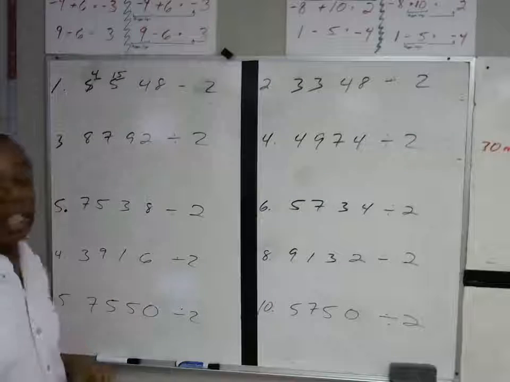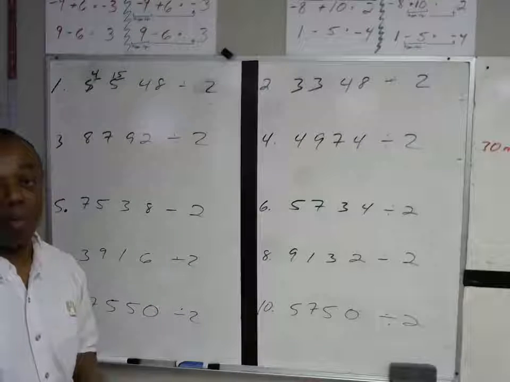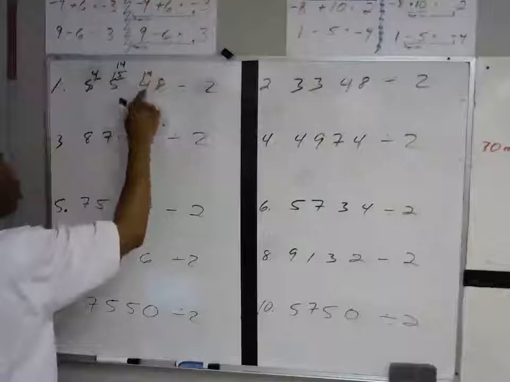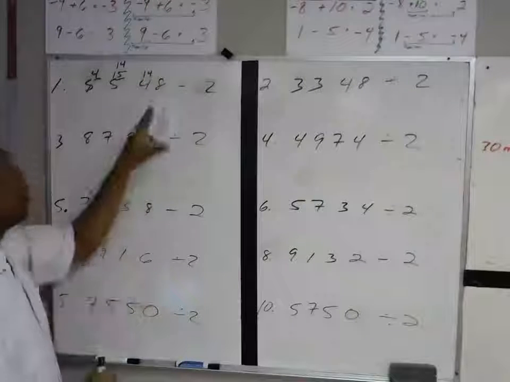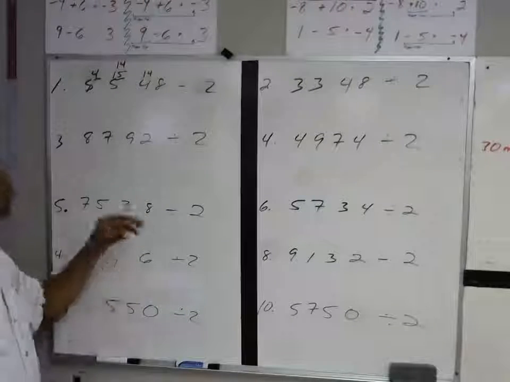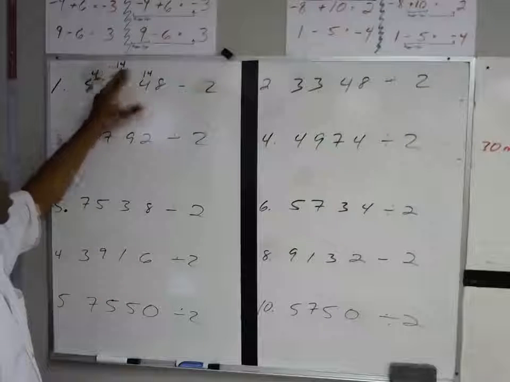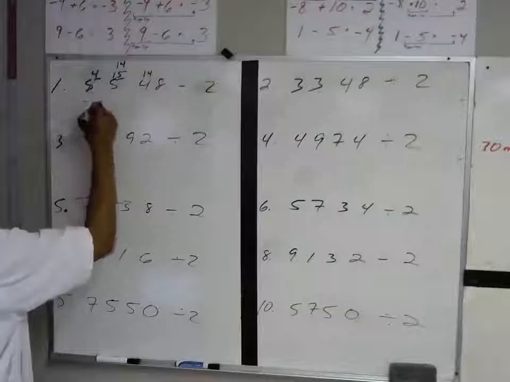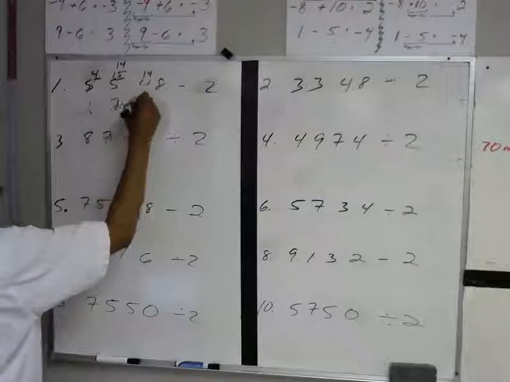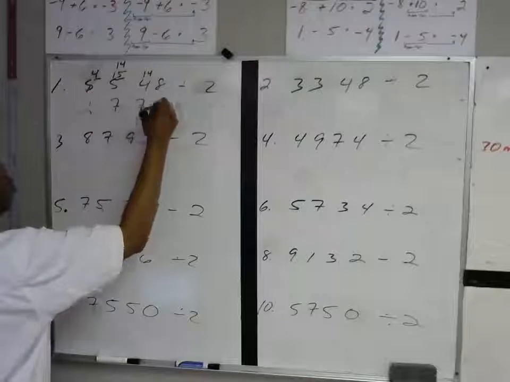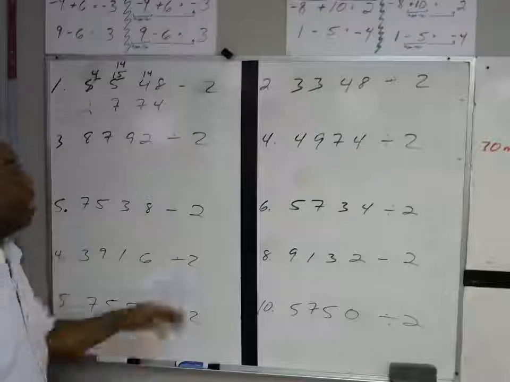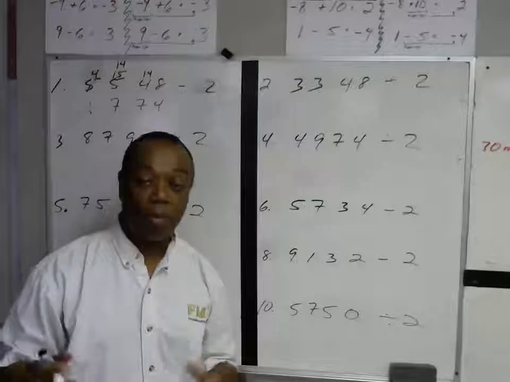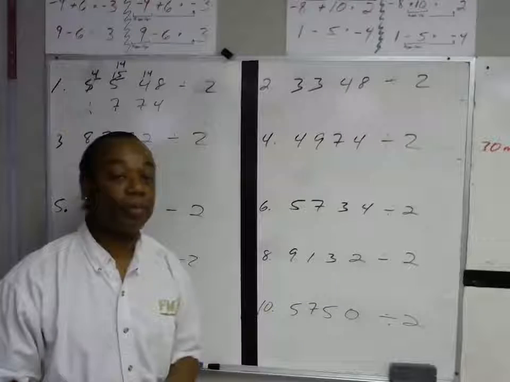Okay, we can't take half of 15, so we borrow from 15. Adds a 10 to the 4, we get 14, and this remains 8. So what we have here is a 4, 14, 14, and 8. And half of those numbers are 2, 7, 7, and 4. Okay, I want you to try number 2. We're going to pause the video and try number 2.